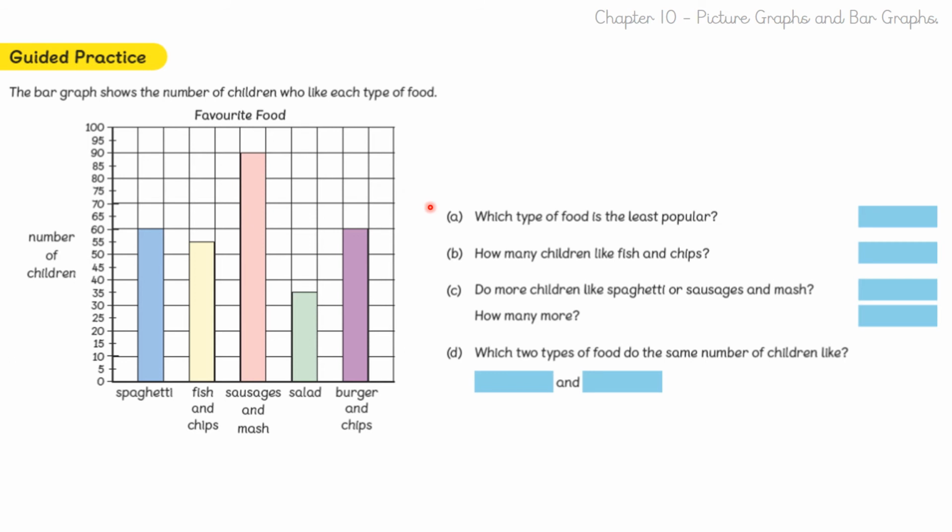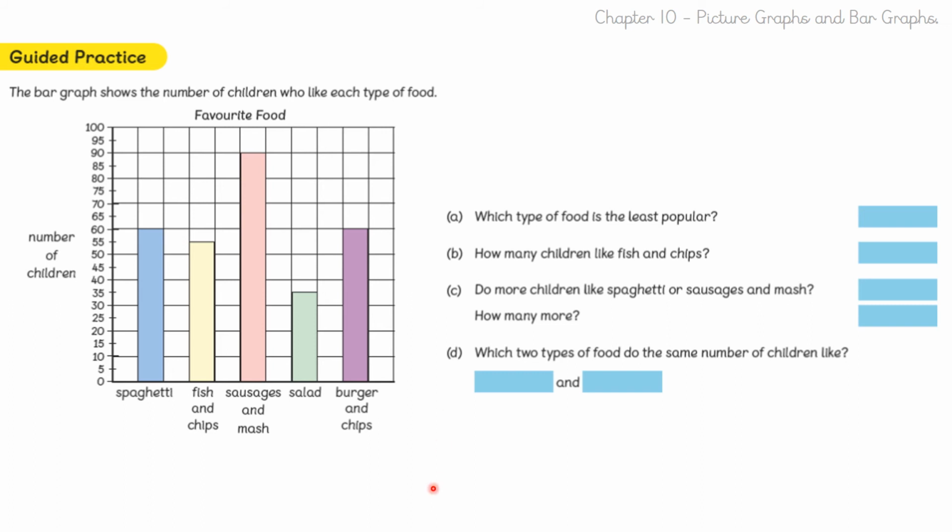You need to answer the following questions. Which type of food is the least popular? How many children like fish and chips? Do more children like spaghetti or sausages and mash? How many more? Remember, when we want to know how many more, we want to find the difference, so we need to take away. Last question, which two types of food do the same number of children like? So two types of food that exactly the same number of children like. Pause the video and give these questions a go.